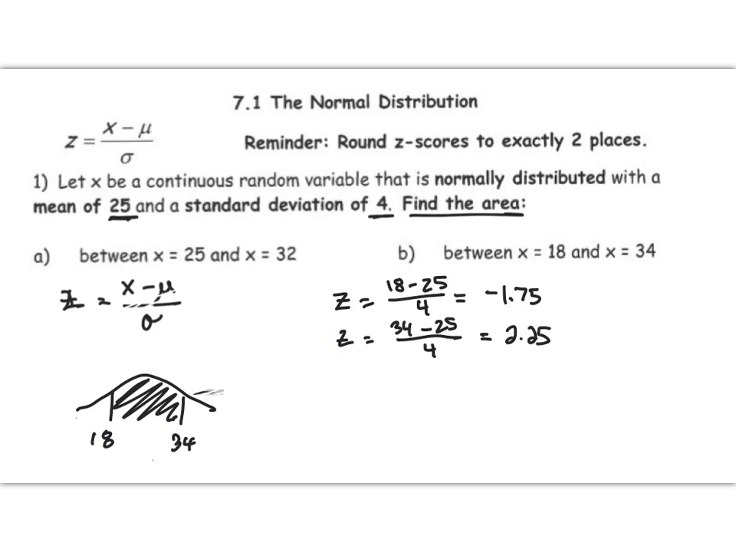Now I'm going to look those values up in the table. Before I do that, I'm just going to remind you that you're going to look up the value for 2.25, and from that you're going to subtract this value here with a z-score of negative 1.75.